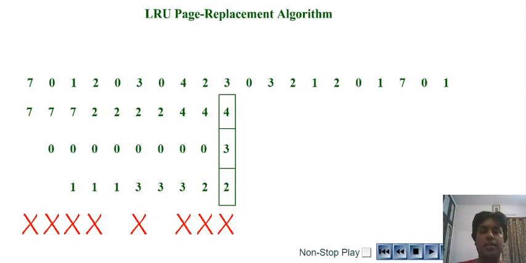Okay. Next there is the request for 0, from 4, 3 and 2. 4 is the one which is least recently used. So next we are going to replace 4.